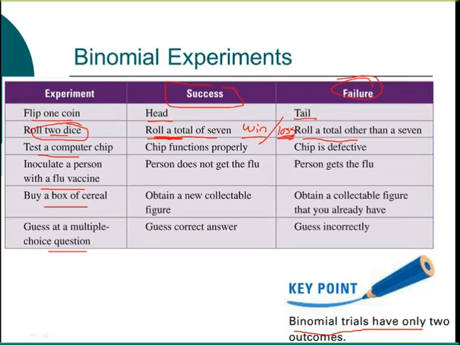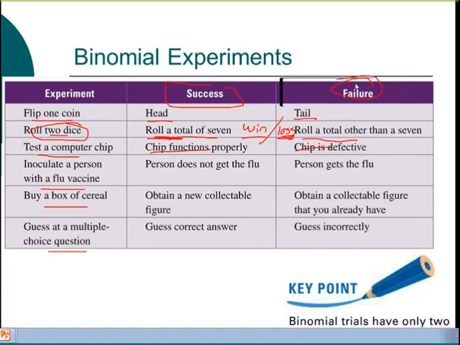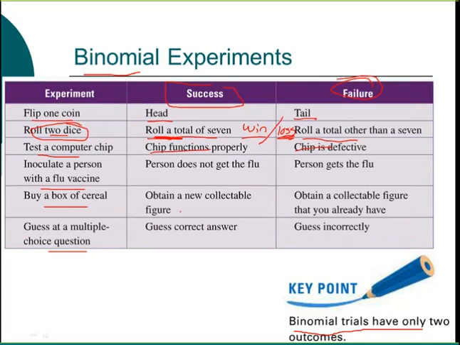So here we have a computer chip, is that it works or it doesn't work. Talk about whether or not it gets the flu or does not get the flu. So even in a situation like buying a box of cereal, the key here is that you can get a new collectible or one that you already have. So that would be the success or failure there. Obviously, buying a box of cereal does not always turn out to be a binomial experiment, but in this situation where we've got a certain outcome that you're looking for, you either win or lose.